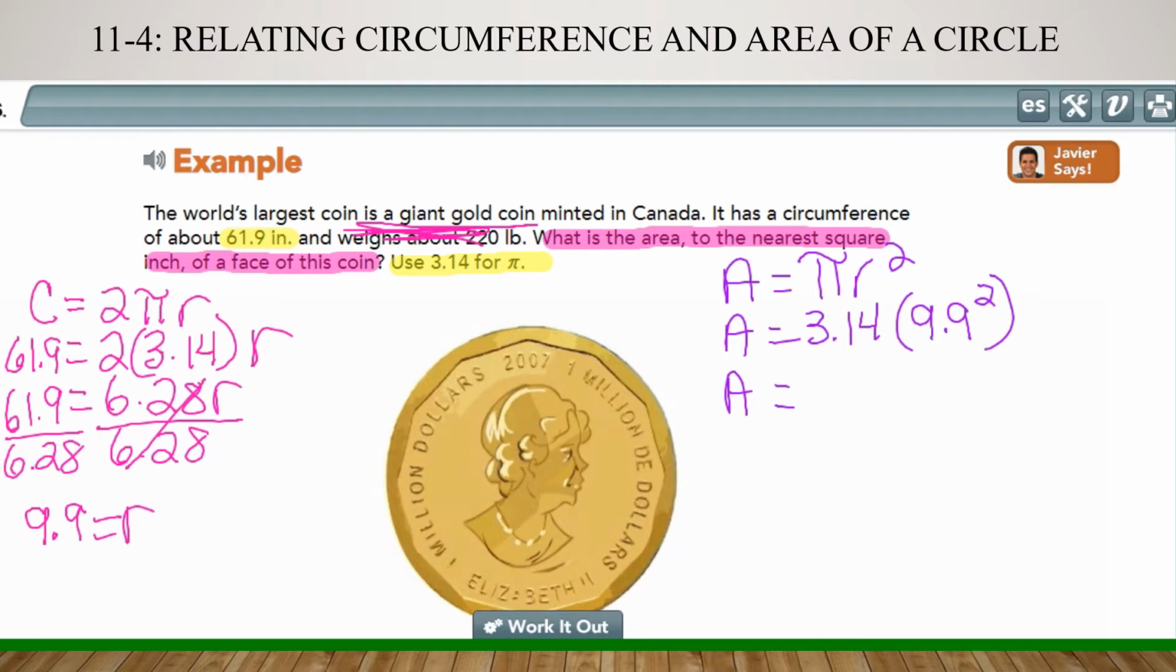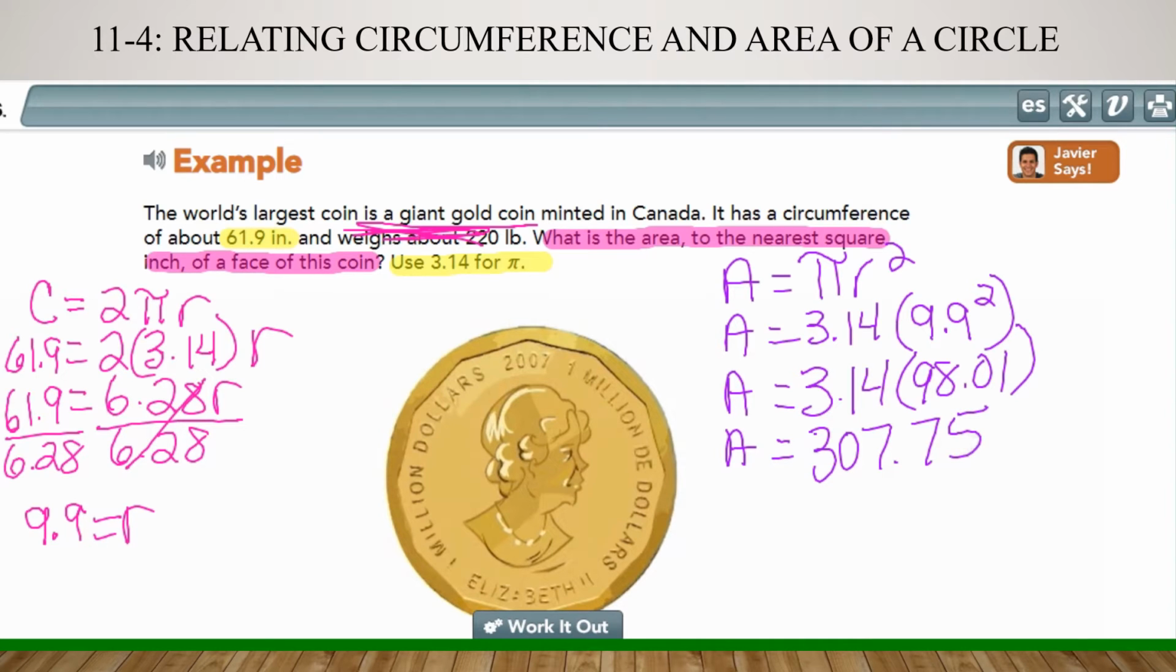Make sure you remember to square first. That means multiply 9 9/10 by 9 9/10. And when I multiply that, I get 98 100. Now I have to multiply that by 3 14/100, and I get 307 7500 rounded, but it said round to the nearest square inch. So that means to the ones place.